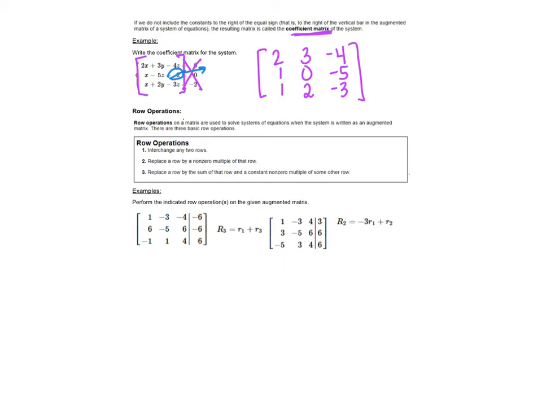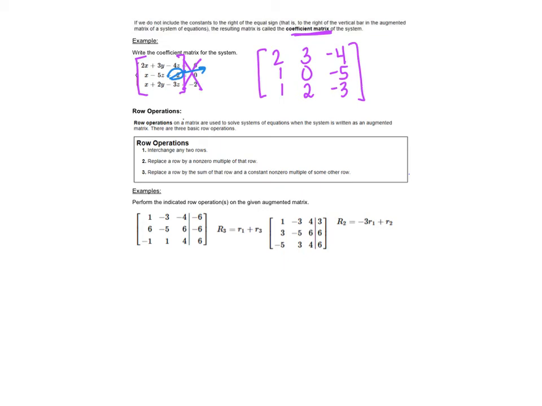Okay, so the last thing that we want to look at when we talk about matrix basics is row operations. Okay, so what can we do to a matrix without actually solving it?